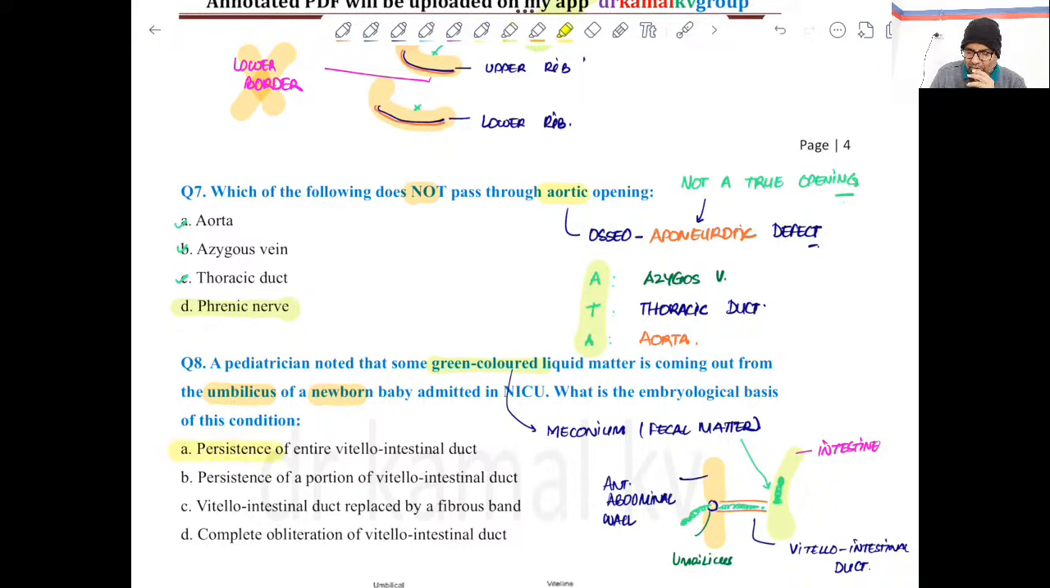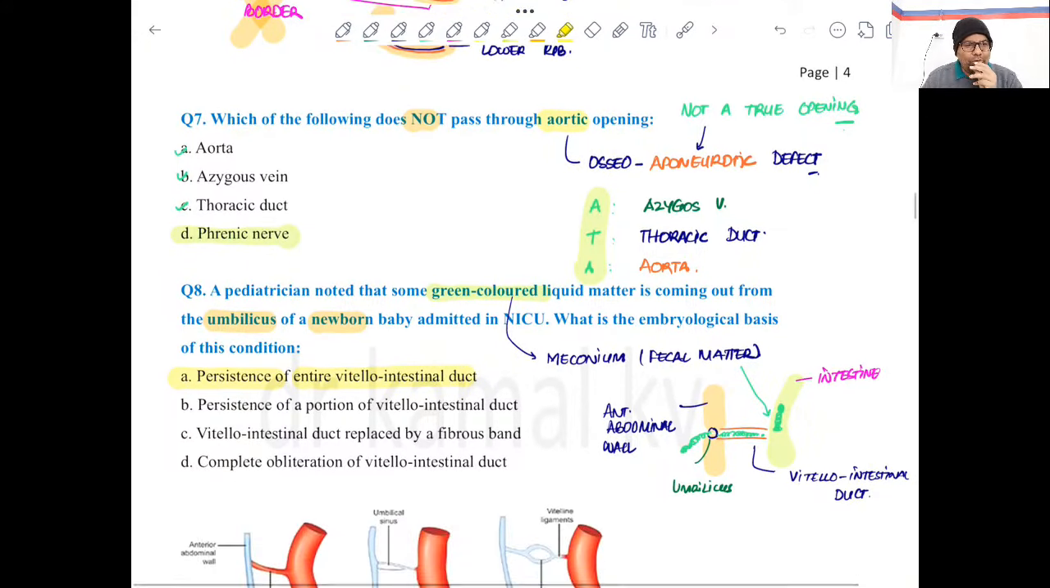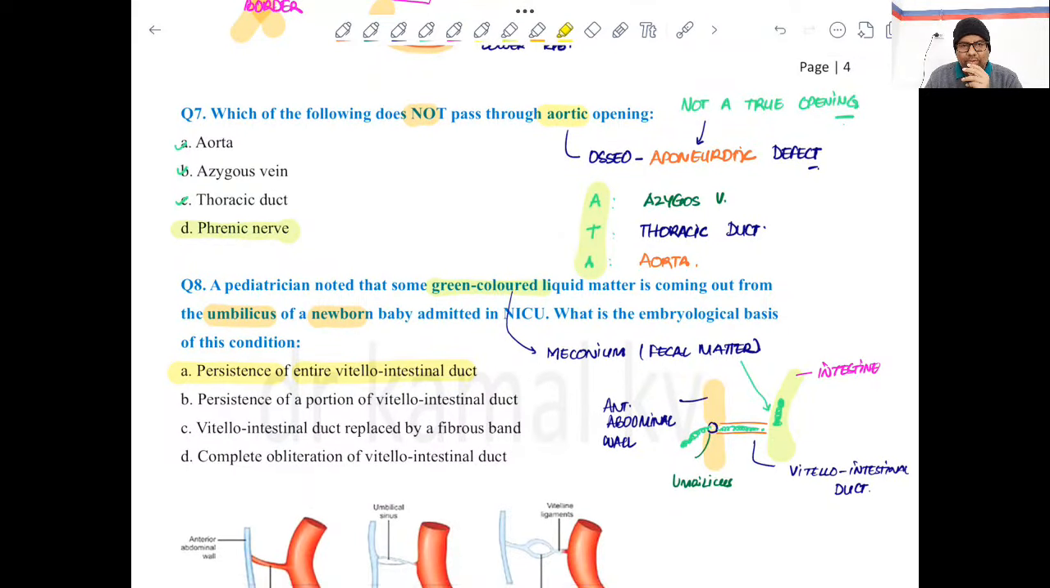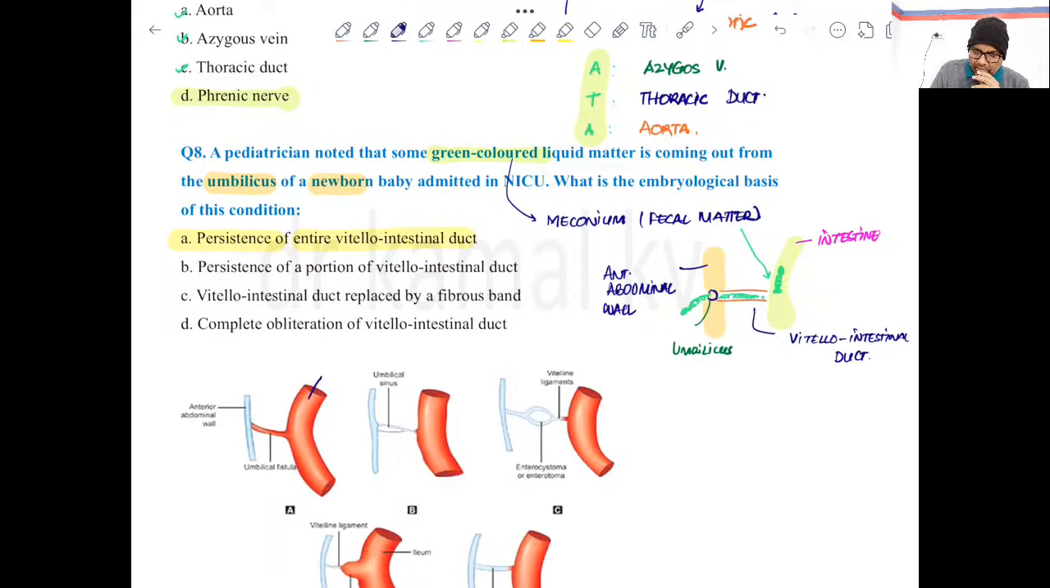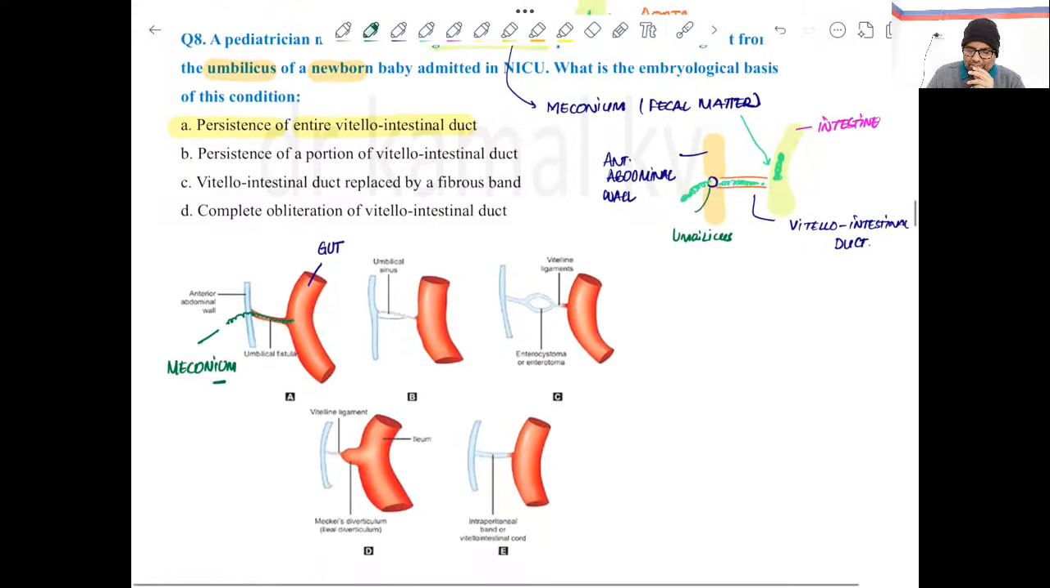So persistence of the entire vitello-intestinal duct. So got my point? If it is fully patent, then only the meconium can come outside. Is that clear? So here you can see, this is the gut, this is the anterior abdominal wall, and the meconium can travel all the way only if there is a channel or communication between the anterior abdominal wall and the gut. Clear? So that's pretty obvious.